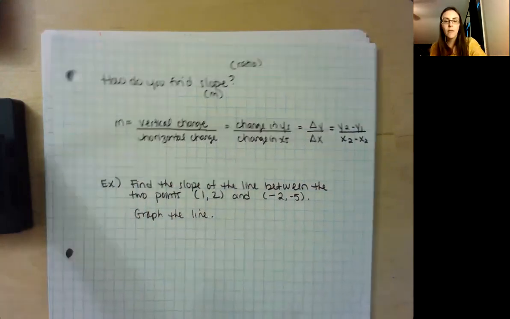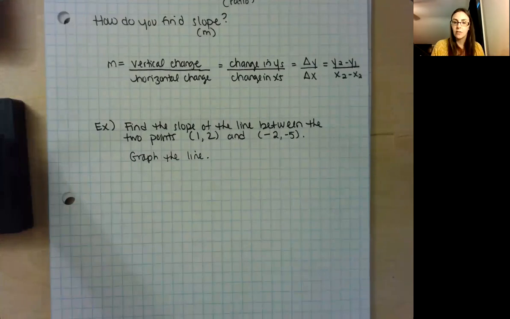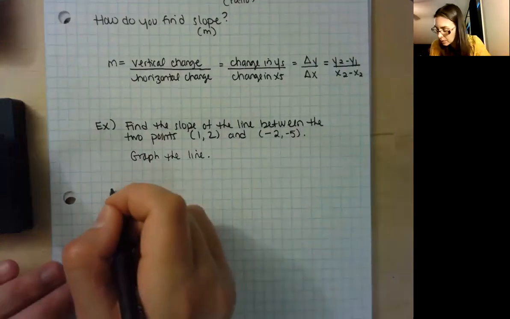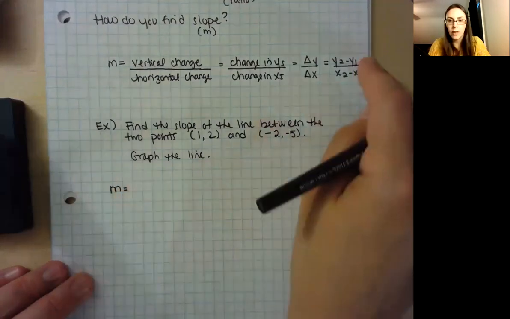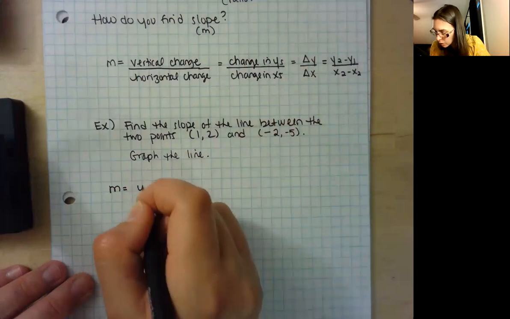So I want to find the slope of the line between the 2 points (1, 2) and (-2, -5), and I also want to graph the line. So let's find the slope first. I'm going to use this formula here. This is a very common formula that we use, and I'm going to show you what it means.